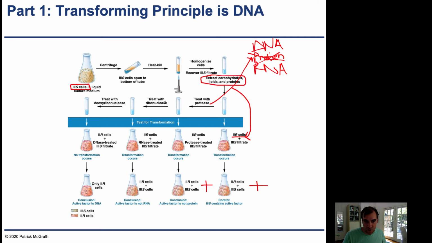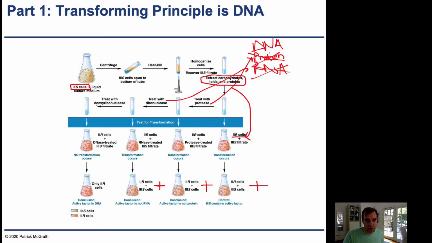So now we continue on and we treat it with ribonuclease. The ribonuclease will get rid of the RNA. And so now if we mix this soup with the 2R cells, we transform them into 3S cells. Again, these cells are able to kill the mice. And so our conclusion is that the active factor of the transforming principle is not RNA either.